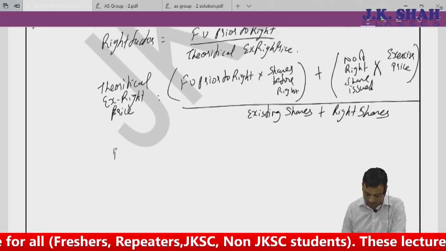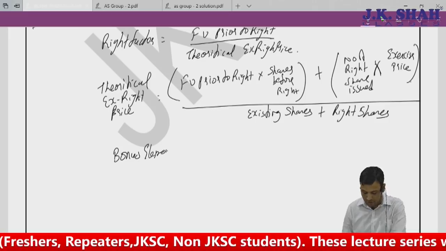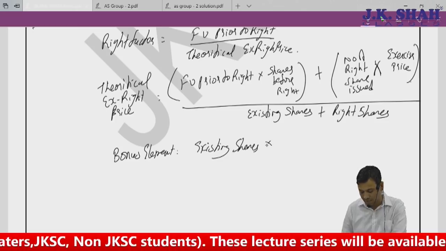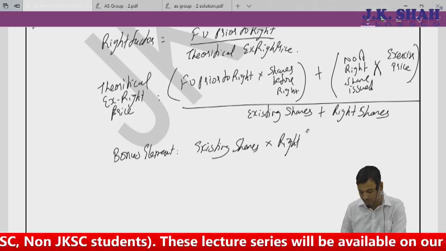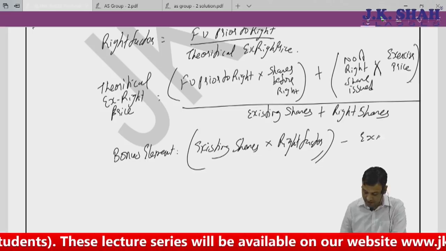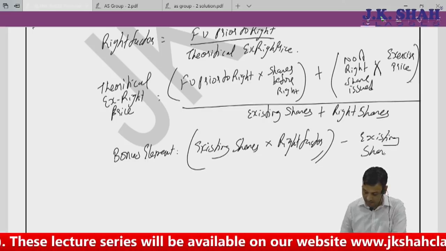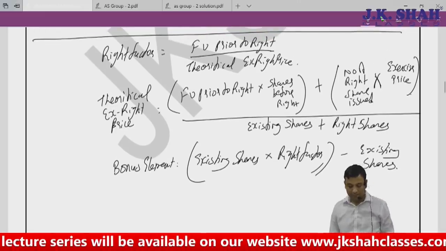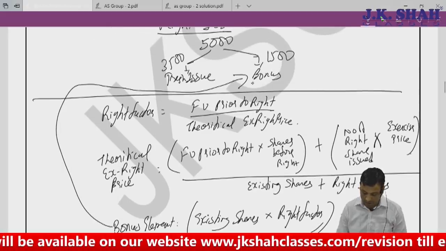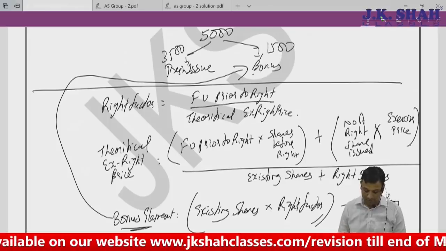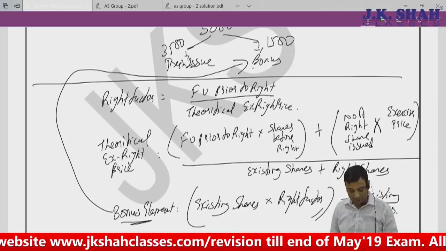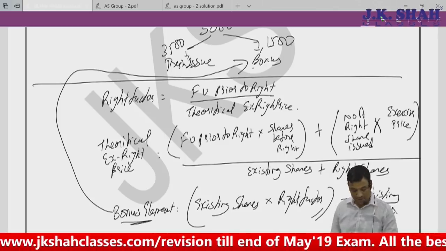Then comes bonus element. Bonus element is nothing but existing shares into right factor minus existing shares. This bonus element is nothing but this part. This can be found out in this manner: out of this many shares, this is nothing but bonus element. For this, I need to just solve one question which will give you a better idea, but these are the formulas. Just memorize those formulas here.